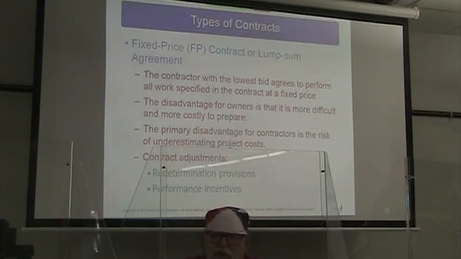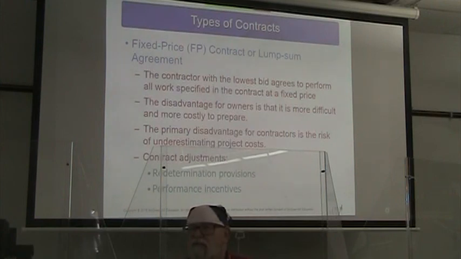So our disadvantage is it's more difficult and costly to prepare. For contractors, the disadvantage is the risk of underestimating, been there, done that. And sometimes in the contract, we will have contract adjustments where we can do redetermination, or we have performance incentives. If you can finish this job a week earlier, we'll give you an extra $2,000 or something of that nature.